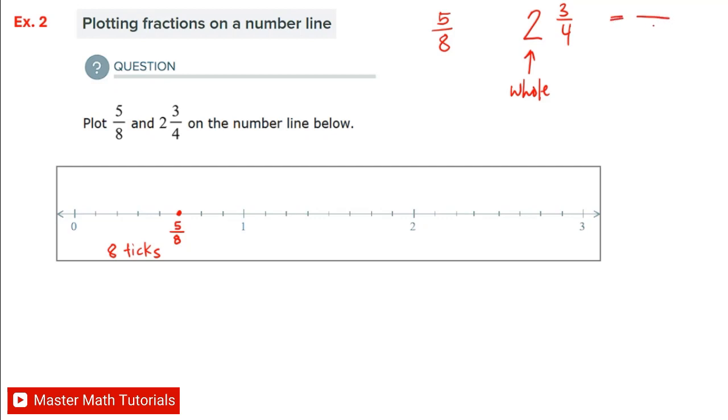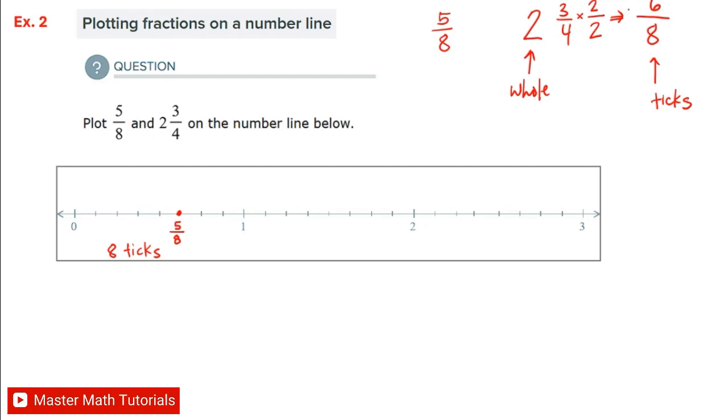Since there are 8 ticks between each whole number, we need to convert 3/4 to eighths. Now think of a number that will make 4 into 8. 2. That means we have to multiply 4 by 2 to make it an 8. And to keep it balanced, we also have to multiply by 2 in the numerator. So 3 times 2 is 6. 4 times 2 is 8.